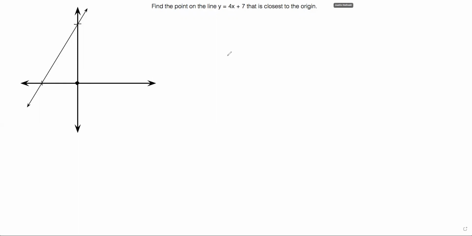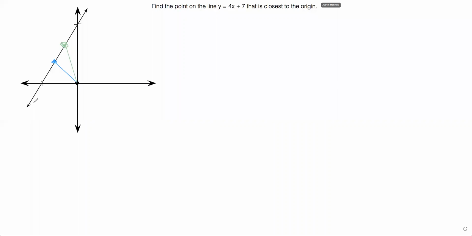So let's get an understanding of what exactly we're trying to do here. We're going to pick just an arbitrary point on the line. Maybe right here is good. And then I'm going to draw a line from that point to the origin. That would be one example of the kind of line that we're looking for. I'm going to give us another example. I'm going to pick another arbitrary point, and then draw a line from the point to the origin, just like that.